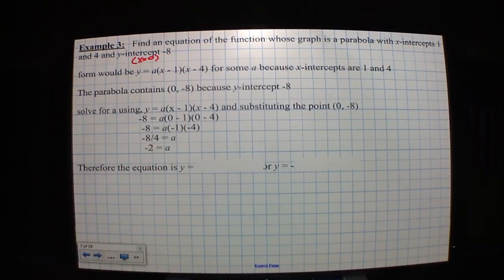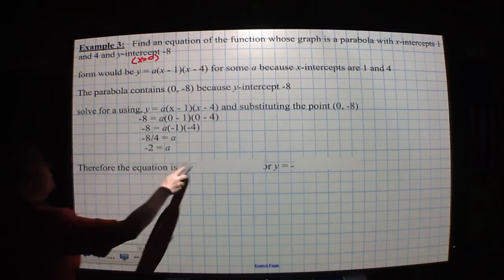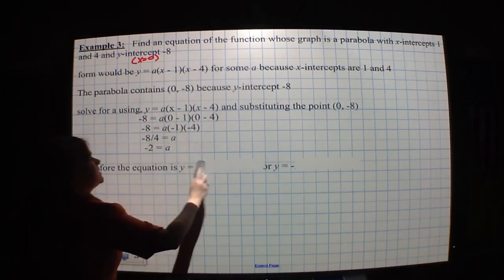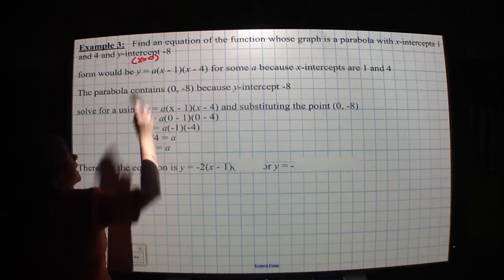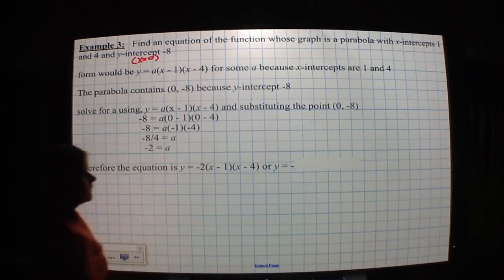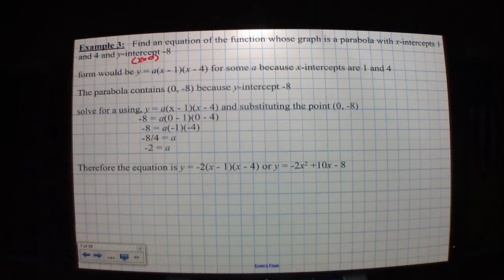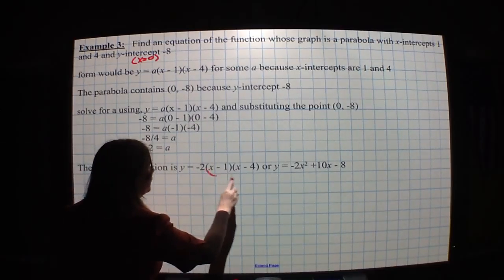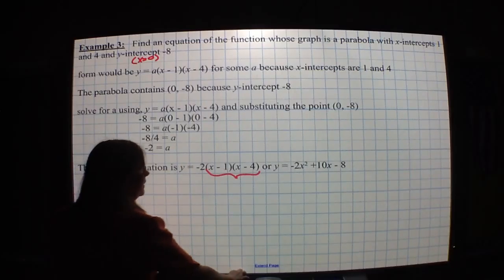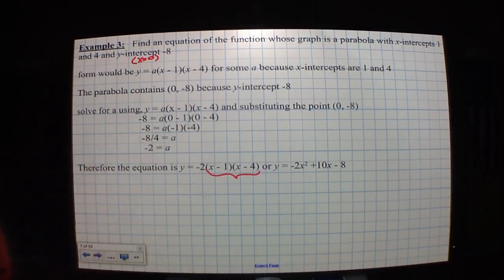So therefore the equation is -2 times (x minus 1) times (x minus 4). Or you can multiply it out, FOIL it, and you get -2x squared plus 10x minus 8. So you take this first, FOIL it, and then multiply by -2.